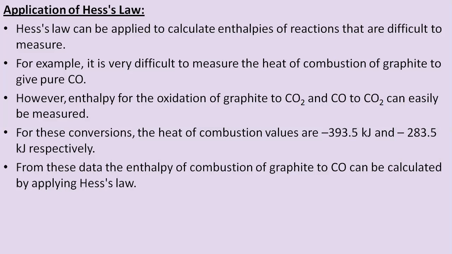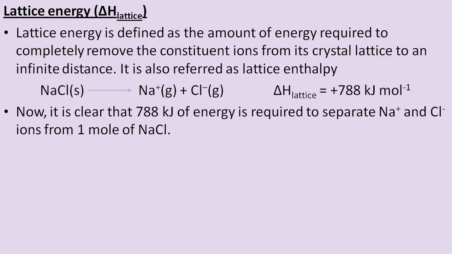In this observation, the heat of combustion value will be equal to -393.5 kJ, and similarly -283.5 kJ. From this data, the enthalpy of combustion of graphite to carbon monoxide, where we convert graphite to CO, we can easily calculate using Hess's law.